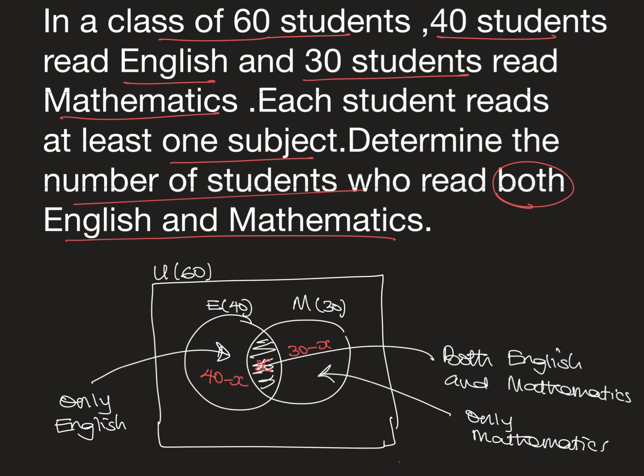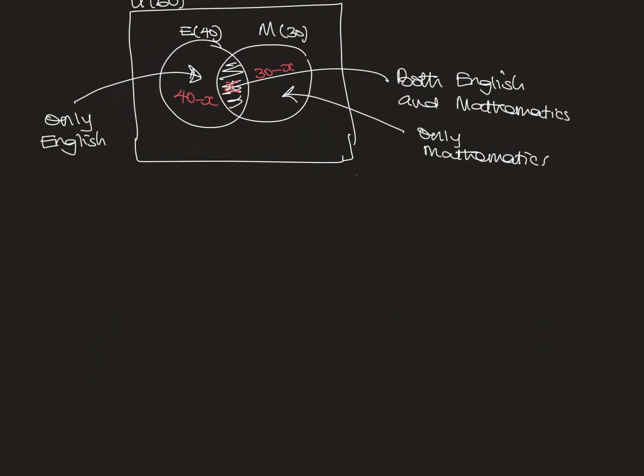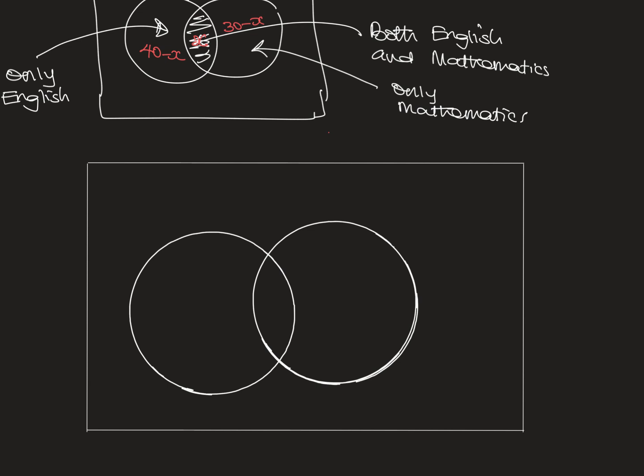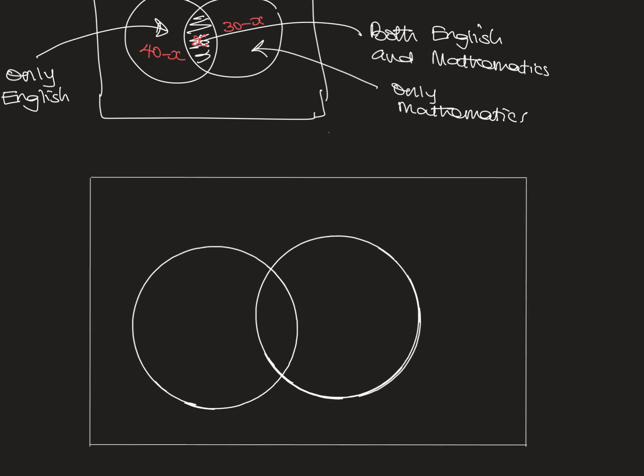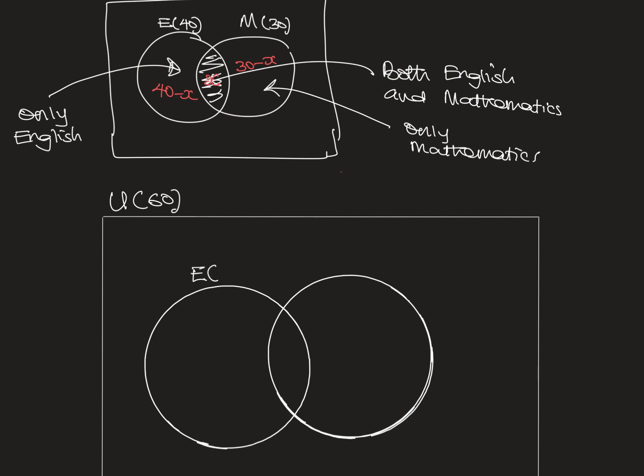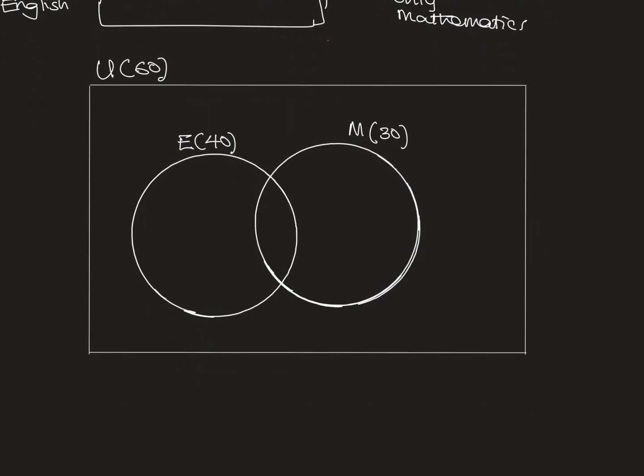Now let me try to draw the Venn diagram properly, and then we move on to solving the problem. So this is the Venn diagram. Let's say the universal set is 60 students. Let this be for English, we have 40 students, and for mathematics, we have 30 students. Those students reading both English and mathematics, let's call it X, okay?